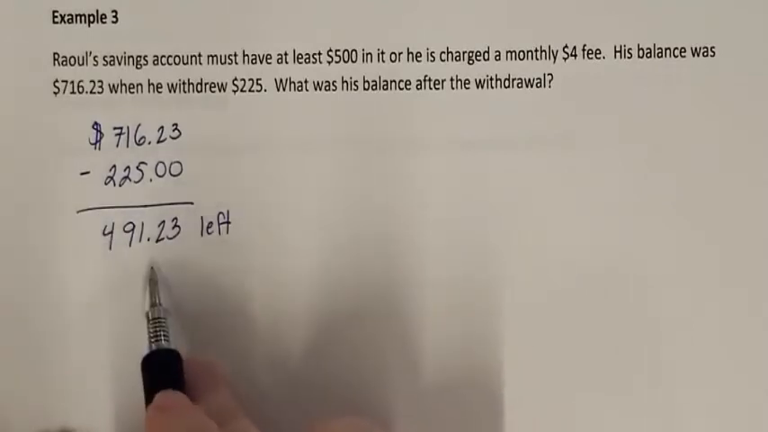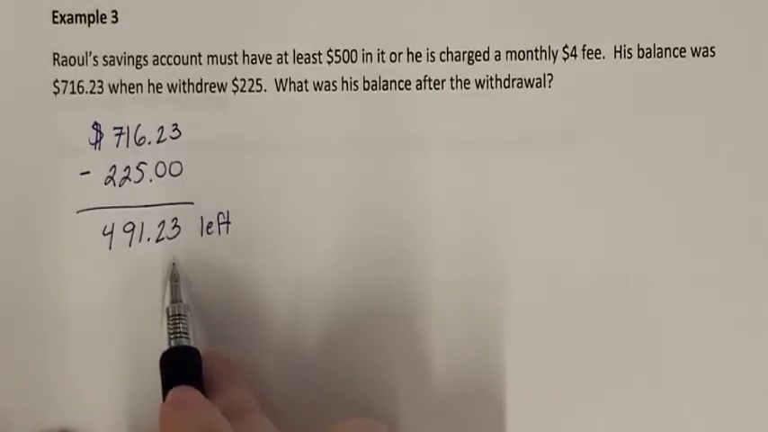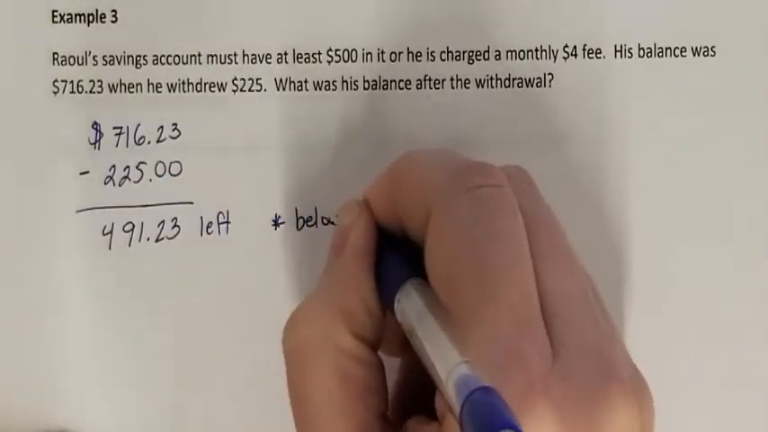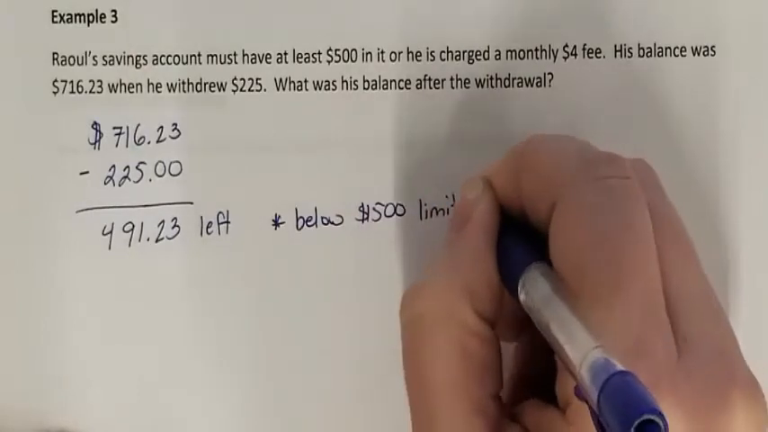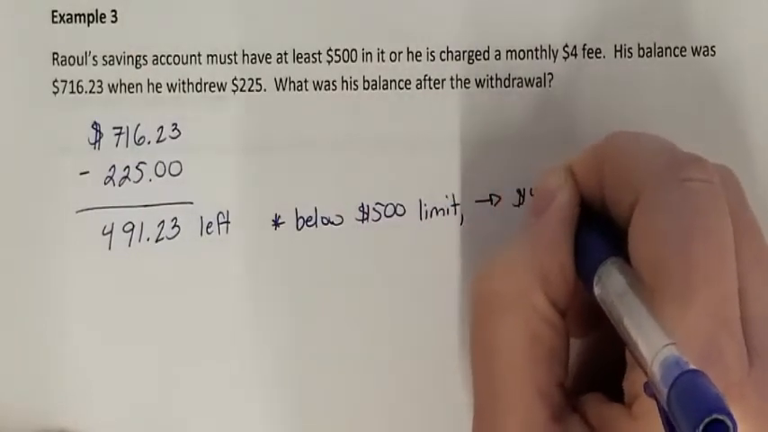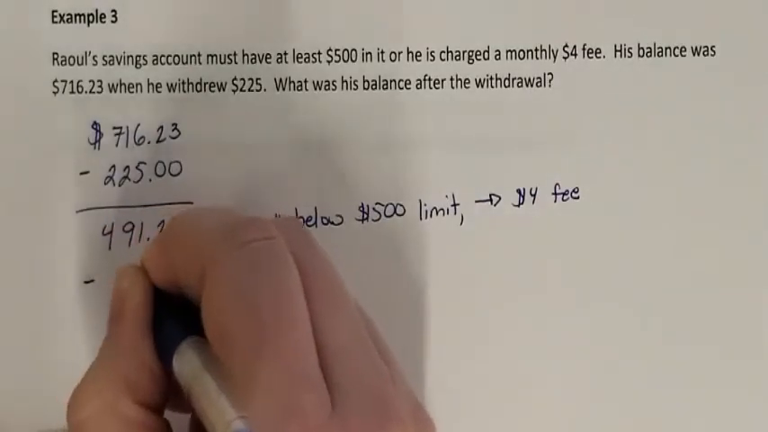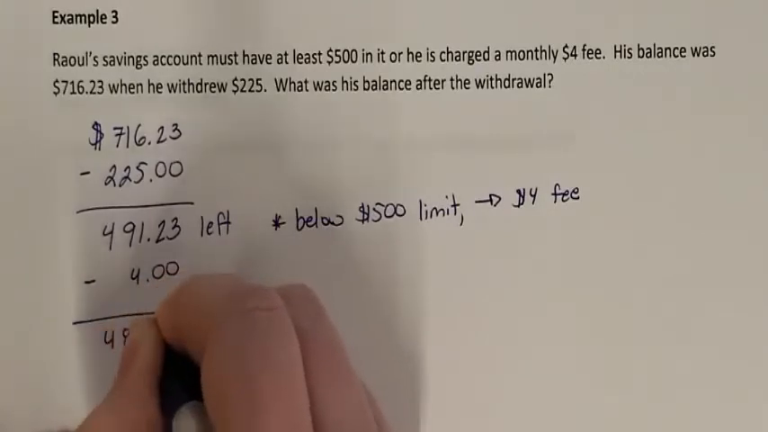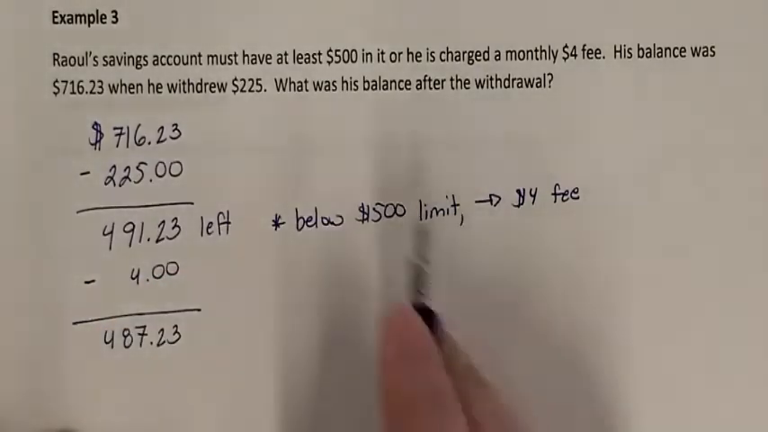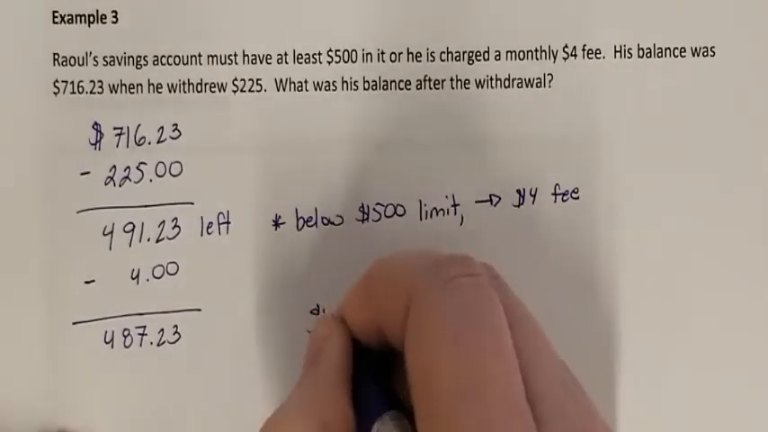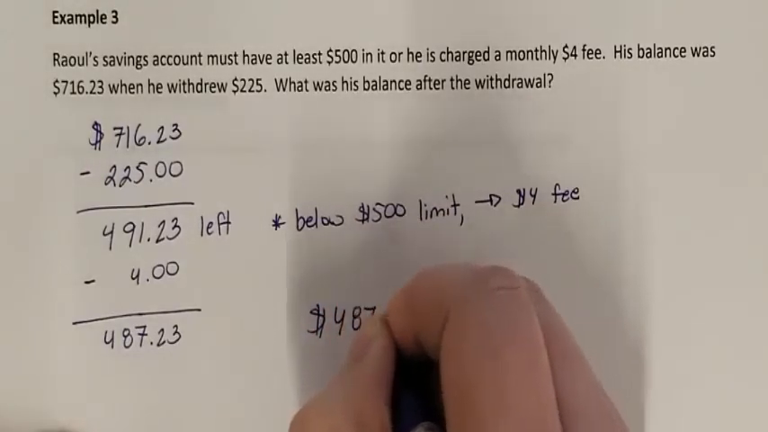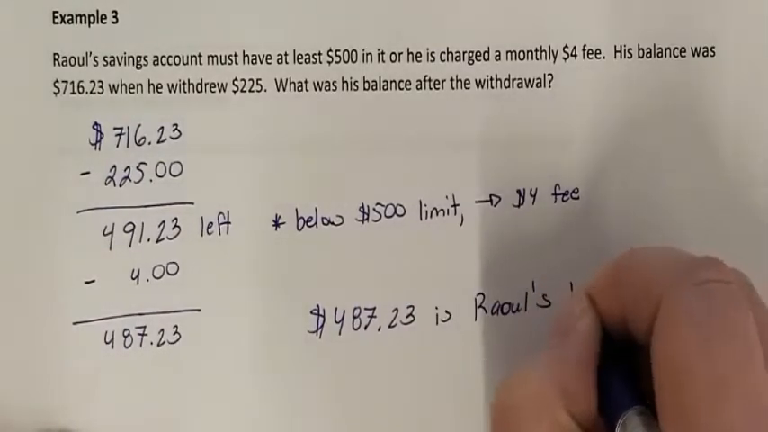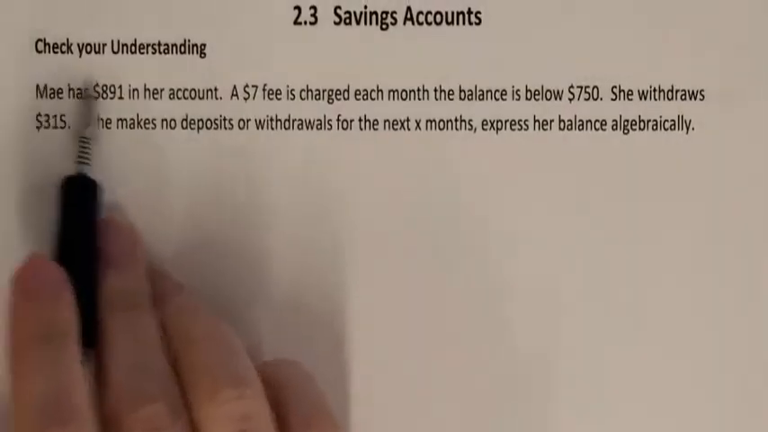This is what he had, but he got charged a fee because he went below the $500. So this is below the $500 limit, which means he now gets a fee, and his fee is a $4 fee. So now we've got to take away the $4 worth of fee. And if I do that, he now has $487.23 left. So what is his balance after? $487.23 is Raul's balance.